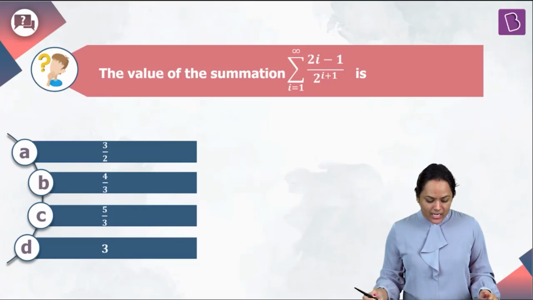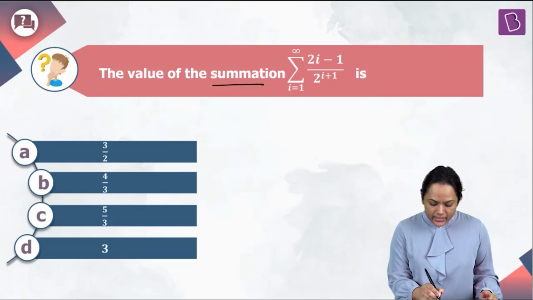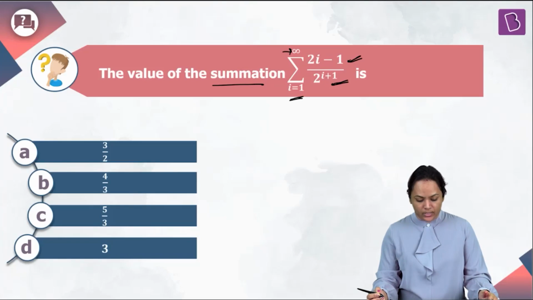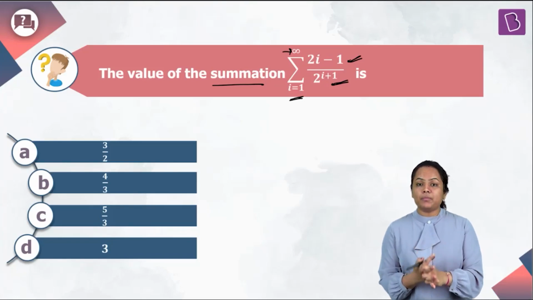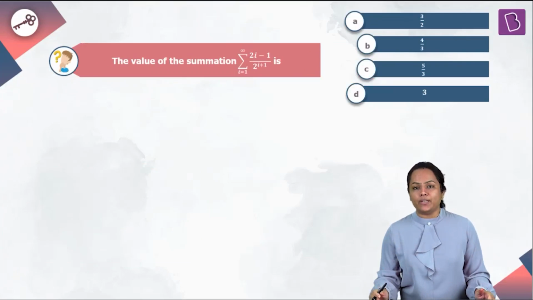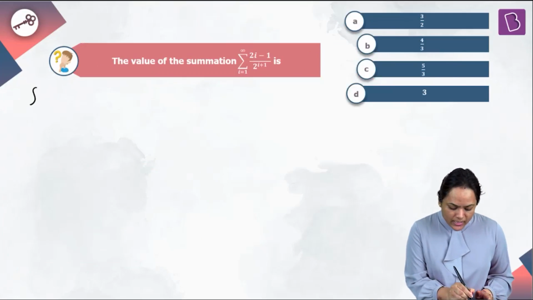Well, in here they have asked the value of summation i is equal to 1 to infinity, (2i minus 1) divided by 2 raised to i plus 1. Okay. So for this summation, first I have to figure out what the sequence is. So let's substitute the values of i. I'm taking the summation as s.